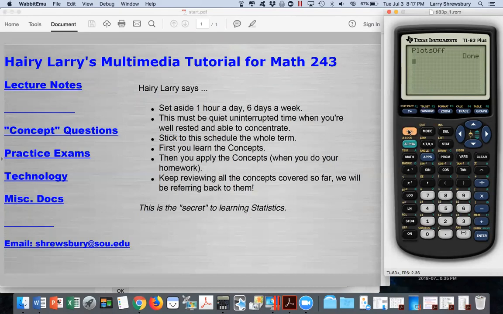Now, what you do is you press second, Y equals. Let's just select 1 for plot 1. Now what you do is you highlight what you want and then you press enter to select it. On is highlighted, so we select that by pressing the enter key. Then press your down arrow key.